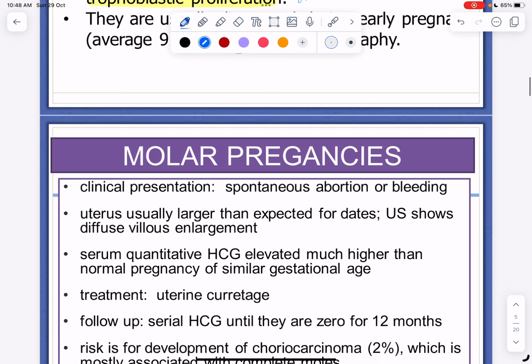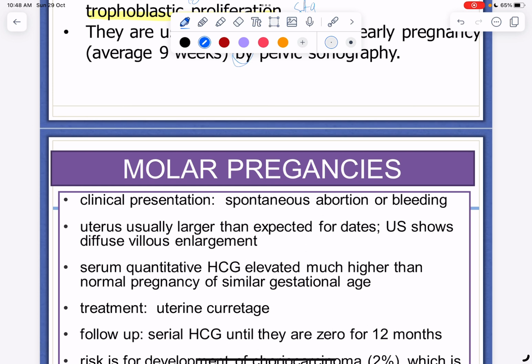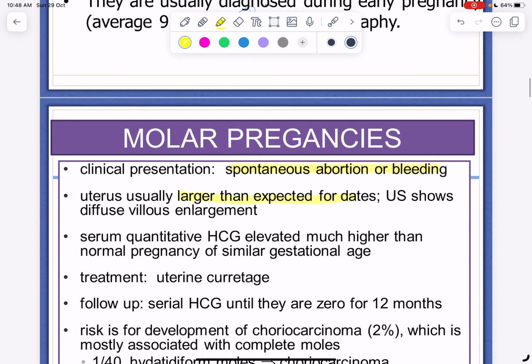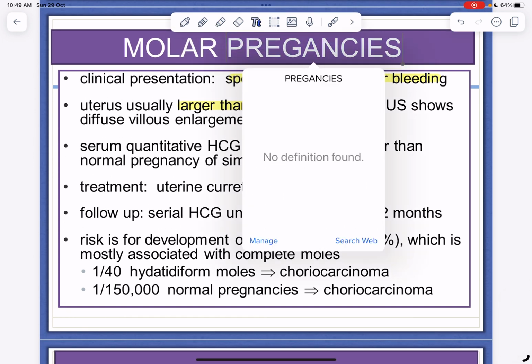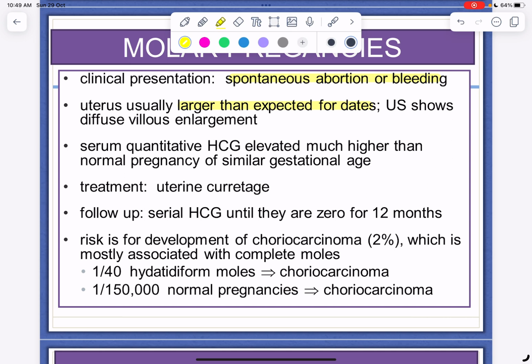Before we talk about the difference between the partial and the complete, let us talk about the clinical presentation. In both of them, the patient comes with spontaneous abortion or bleeding. The uterus is usually larger than expected for the date. If it is a 9-week uterus, it will be enlarged, but with a hydatidiform mole, it will be very large, larger than expected for the date. The ultrasound shows diffuse villous enlargement. The villi become enlarged, cystically swelling. And the serum quantitative HCG is elevated much higher than in a normal pregnancy of similar gestation.